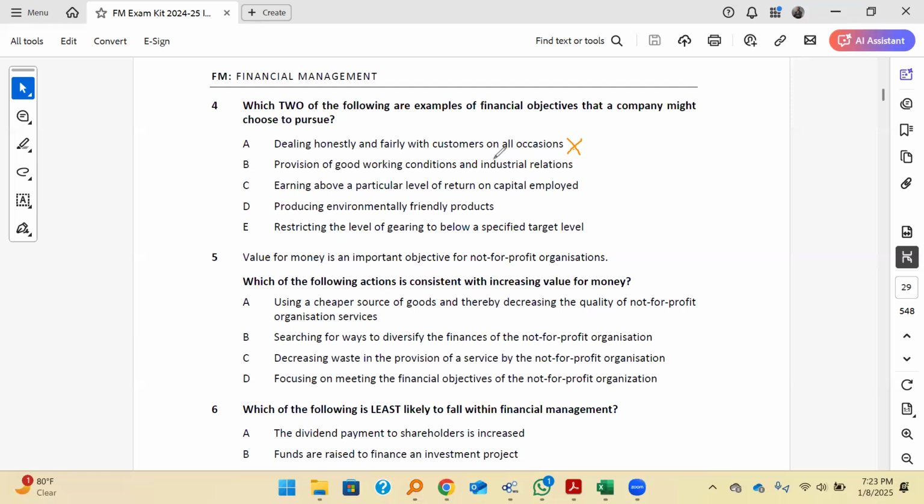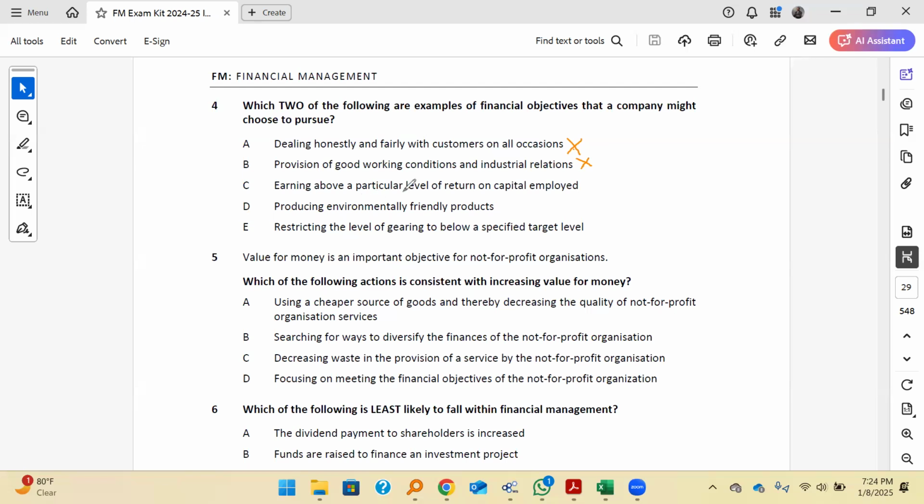Providing good working conditions and industrial relations, this is also non-financial. It's about stakeholder engagement or management. So looking at the different stakeholders, remember the company has different stakeholders, shareholders being the most important, but you need to look at the other stakeholders like the employees, suppliers, customers, and the like.